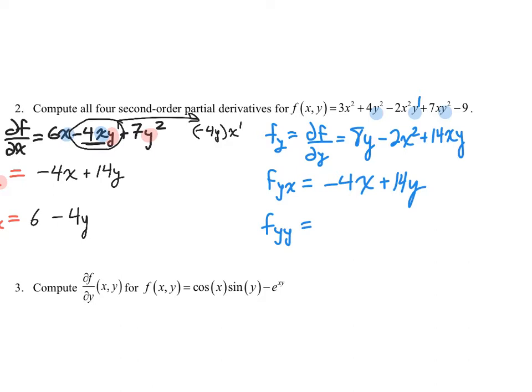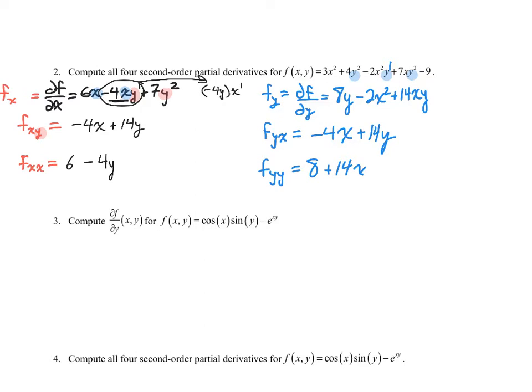For here we go back to f sub y. So 8y becomes 8. We don't expect this to be the same as f sub xx, so all bets are off here. But nicely, the negative 2x squared is going to go away, and we'll be just looking at 14x. So plus 14x.